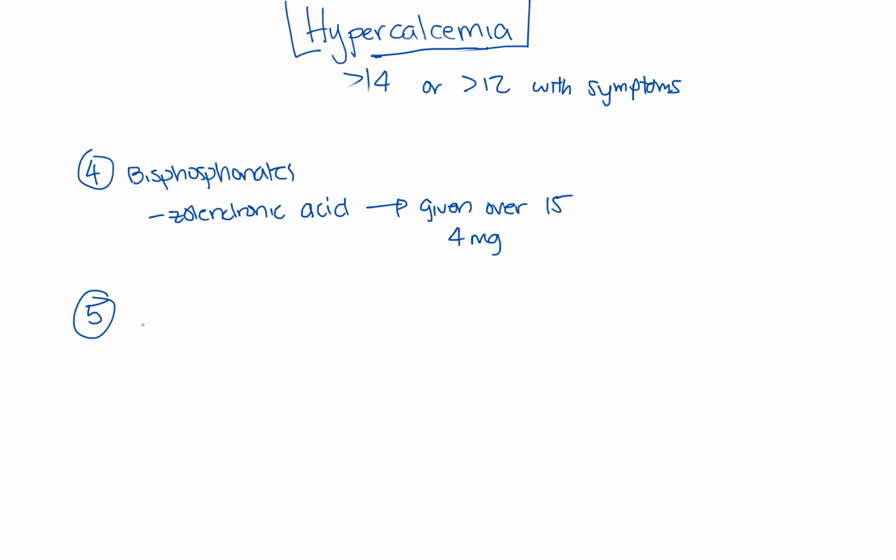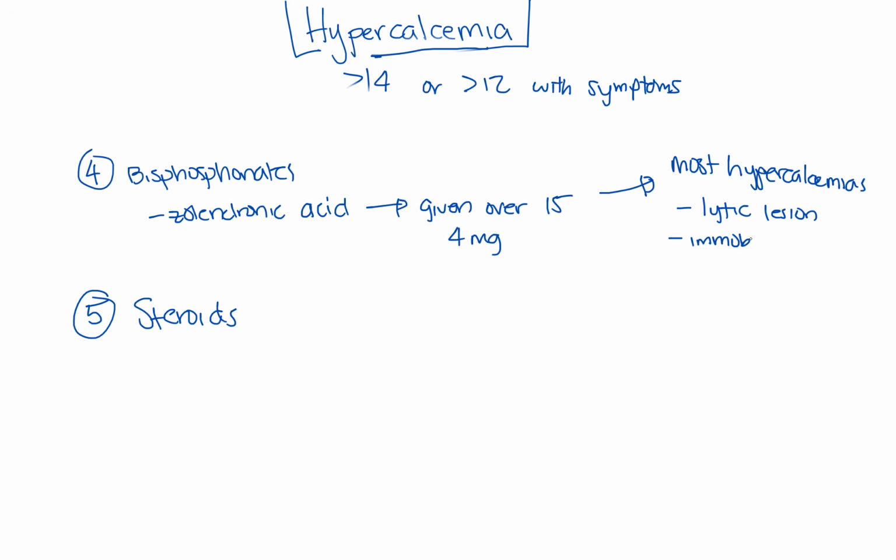Now, the next thing to consider is steroids. And briefly going back to bisphosphonates, these are particularly useful for most hypercalcemia situations and emergencies, but you can think pathophysiologically it would be great for lytic lesions, immobility, PTHrP, calcitriol, right?